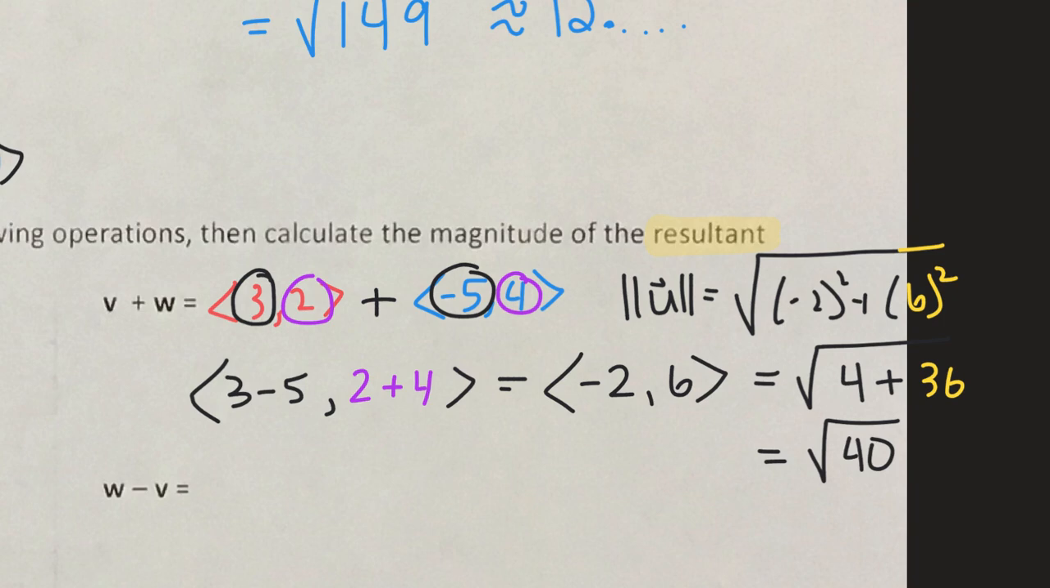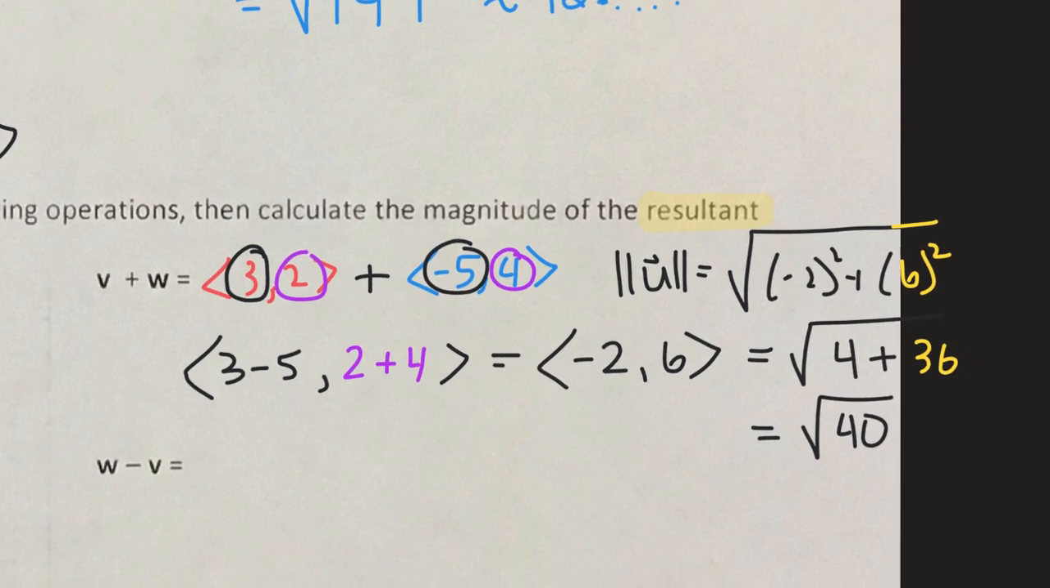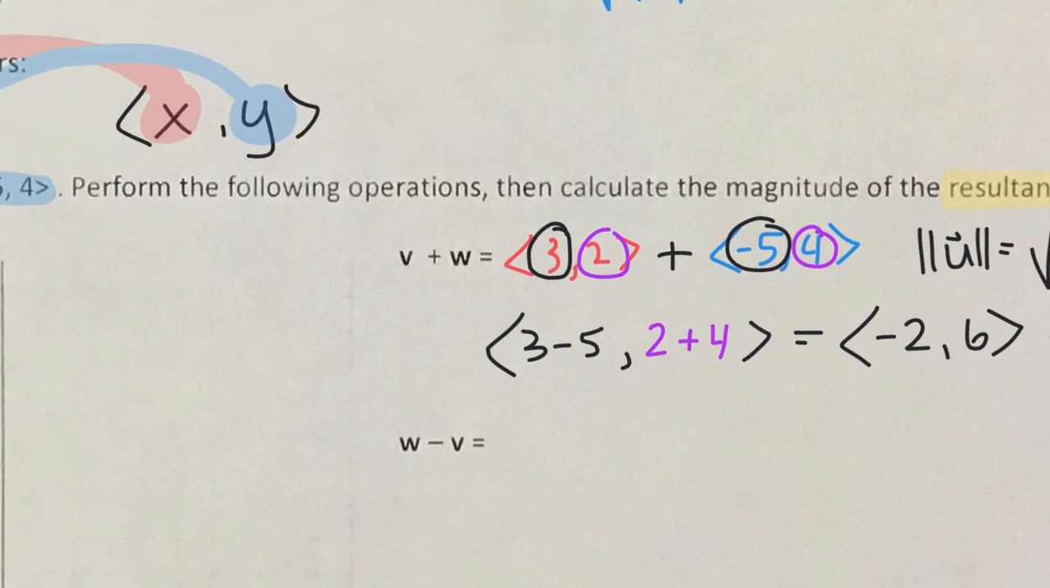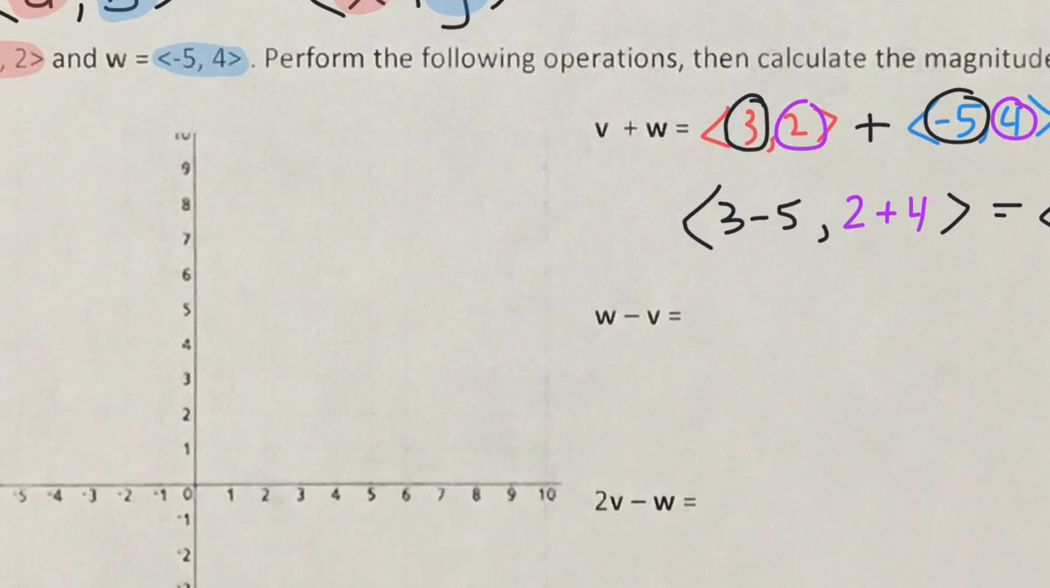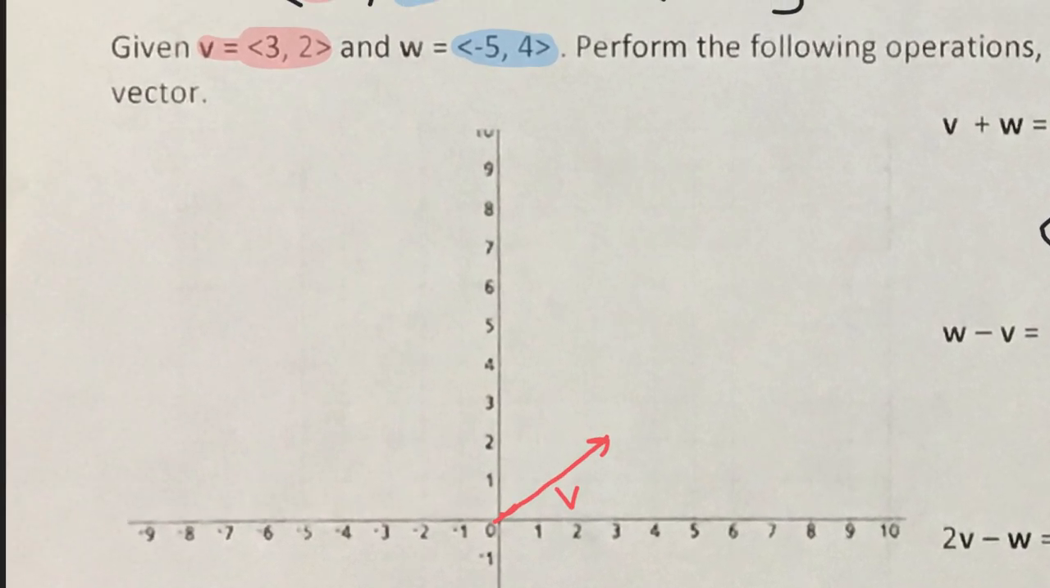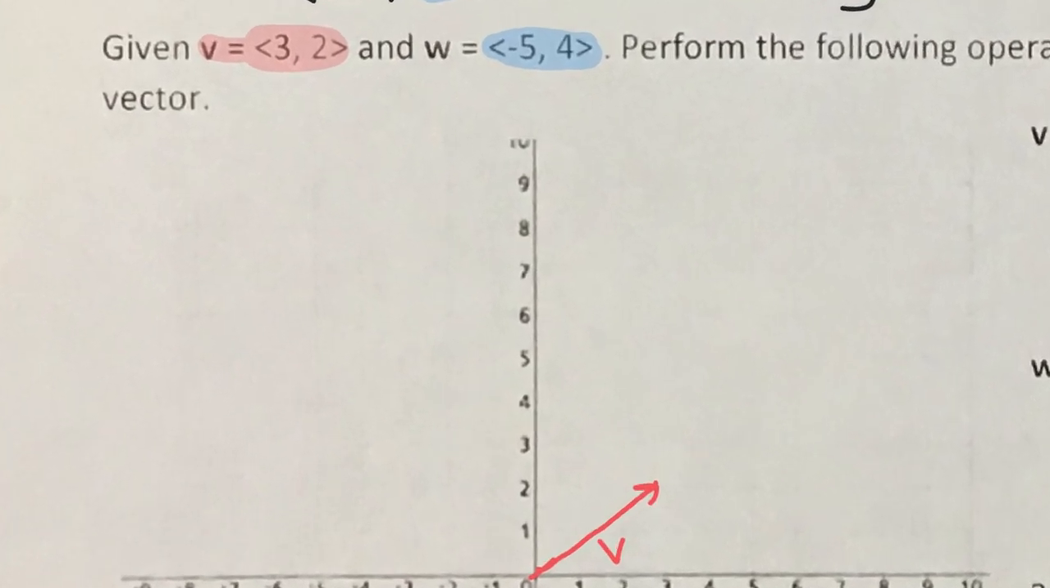So let's take a moment and pause and see what that looks like if we were to graph it. Let's put these on here. v is the vector <3, 2>, which goes from the origin to the coordinate (3, 2). So here's the vector v. And then we have the vector w, which is <-5, 4>. So 5 left and 4 up puts us there. So here's our vector w.